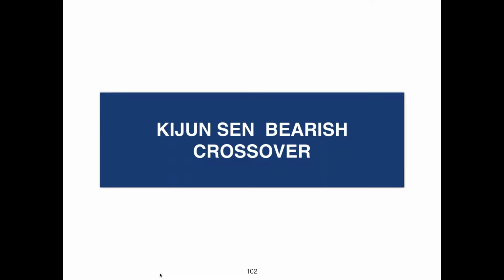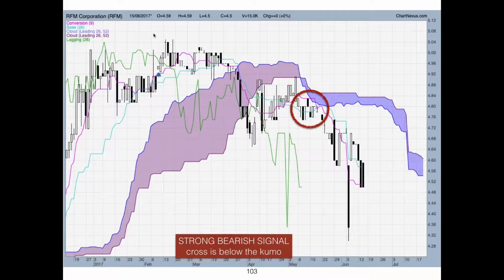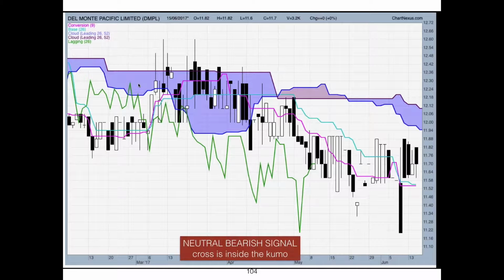Now let's talk about Kijun-sen bearish crossovers. A bearish crossover happens when the price breaks below the Kijun-sen. RFM made a strong bearish Kijun-sen crossover when the price broke below the Kijun-sen while it was below the Kumo. DIMPLE made a neutral bearish Kijun-sen crossover when price went below the Kijun-sen while it is inside the Kumo.